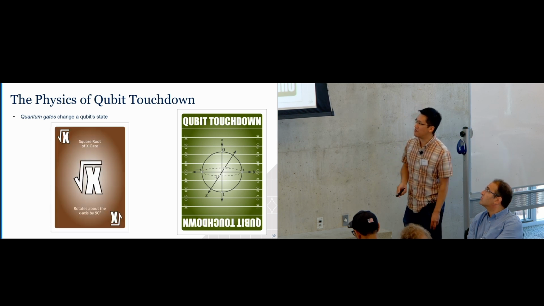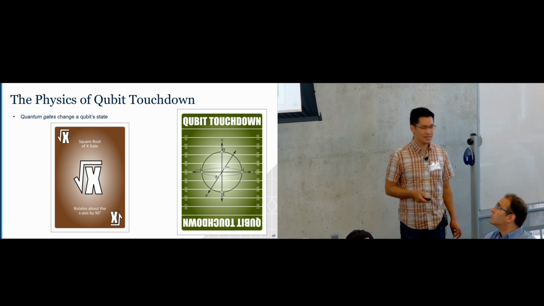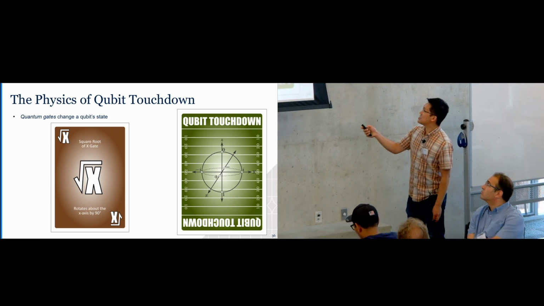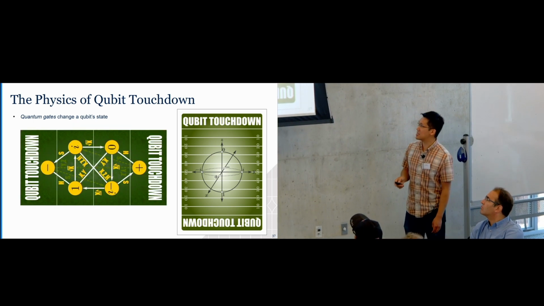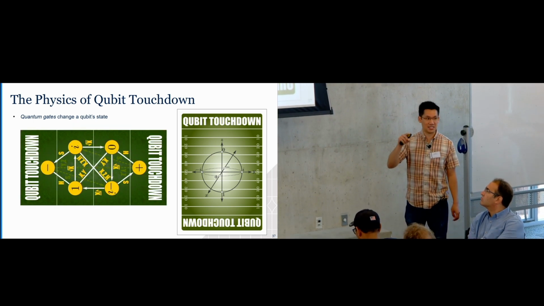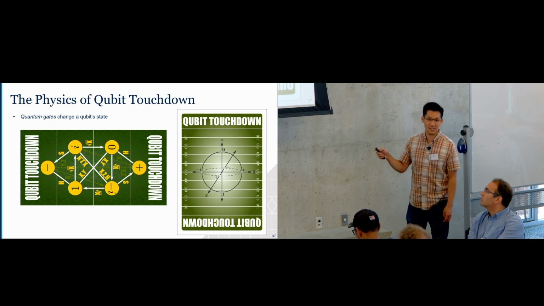So the square root of X is the square root of that. It rotates by 90 degrees instead of 180. And so if you're at 0, you rotate by 90 degrees, you'll go to minus I, and then you'll rotate to 1, and then I, and then back to 0. And so that's why on the game board, the square root of X has a directional arrow. So you go from 0 to minus I to 1 to I back to 0.